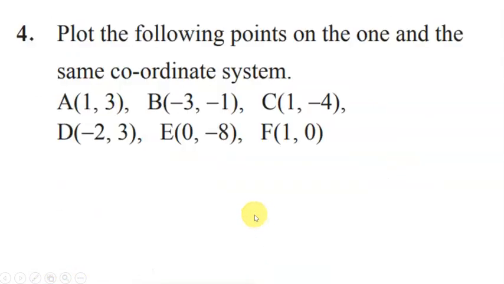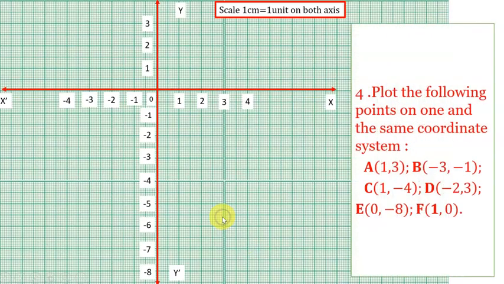Now next question. Plot the following points on one and the same coordinate system. Okay, one by one. Now see here, the x-axis and y-axis, with a linear scale: 1 centimeter equals 1 unit on both axes. After drawing the graph paper, first point A, whose x is positive and y is also positive, (1, 3). Therefore the first point A is here at (1, 3). Second, B (-3, -1), both are negative, so it is in the third quadrant.